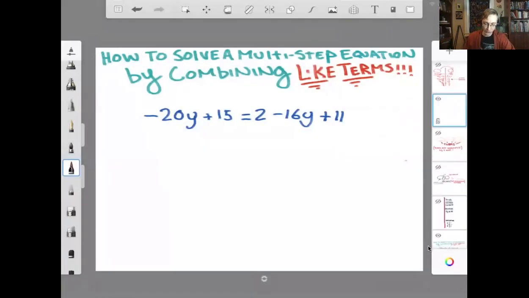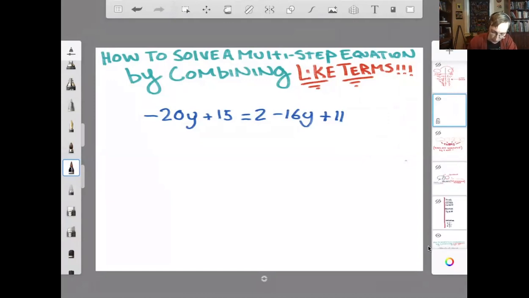All right, guys, today we are going to practice solving multi-step equations. Now, you guys have had a lot of practice solving these two-step equations, and what we're going to do today is solve one that's a little bit more complicated. Today, you're going to have to solve a multi-step equation by combining like terms. Like terms are terms in the problem that are alike and can be combined using addition or subtraction.